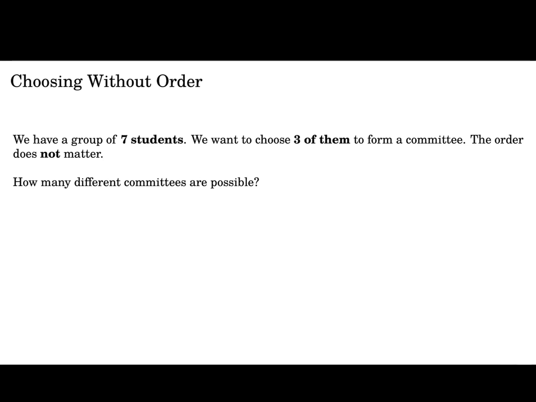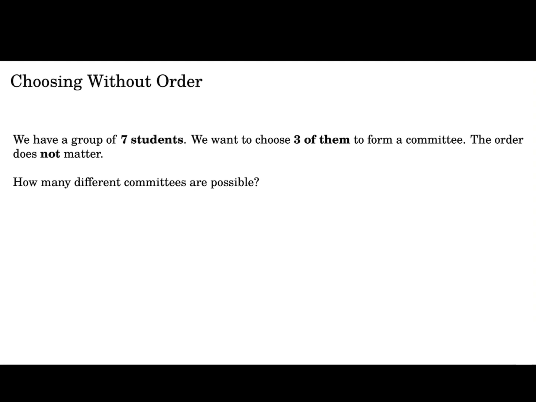Suppose we have a group of 7 students, and we want to choose 3 of them to form a committee. The important point is that in this case, the order does not matter. What we mean by that is, for example, choosing Alice, Bob, and Carlos gives the same committee as choosing Bob, Carlos, and Alice. It's the same group of people.